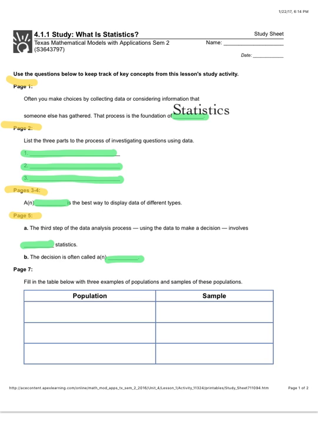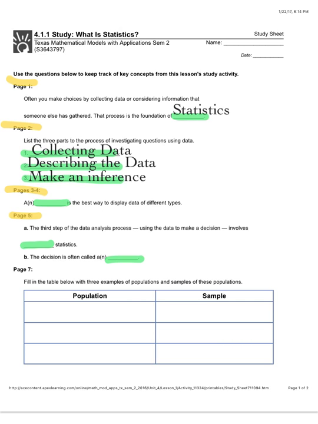Okay, page 2 says list the 3 parts of the process of investigating questions using data. So the first thing you want to do is collect data. The second thing is describe the data. And the third thing you want to do is make an inference. That's those 3 things written down. You want to collect the data, describe the data, and then make an inference. An inference is kind of like your conclusion.